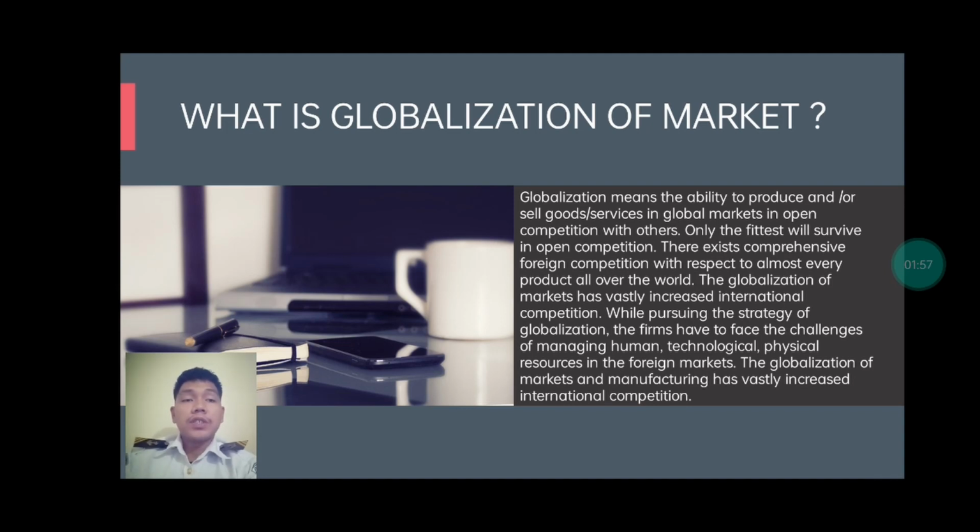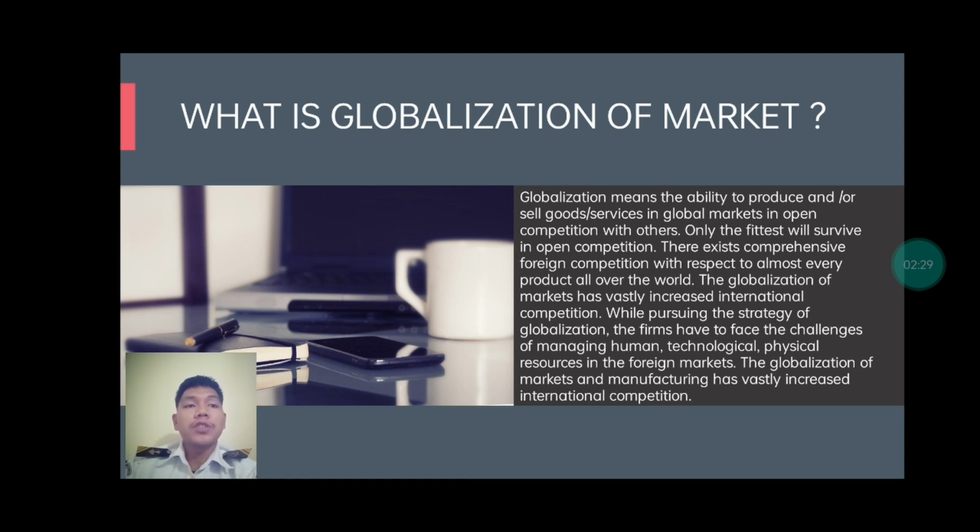What is globalization of market? Globalization means the ability to produce or sell goods and services in global markets in open competition with others. Only the fittest will survive in open competition. There exist comprehensive foreign competitions with respect to almost every product all over the world. The globalization of markets has vastly increased international competition.